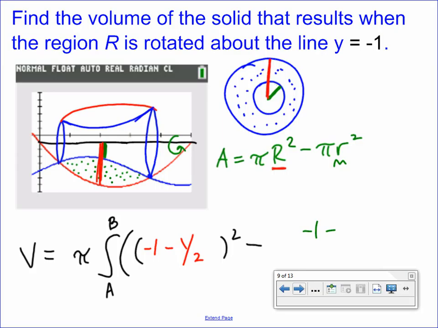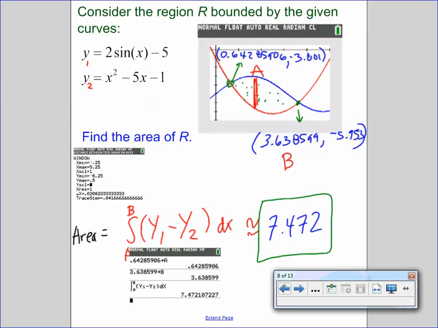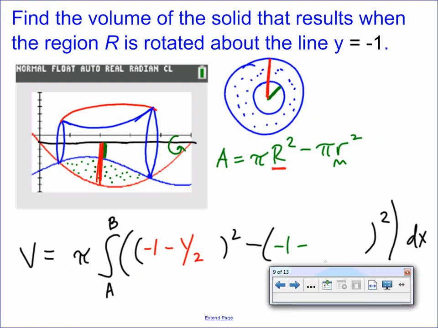Minus inner radius squared. The inner radius is green, kept positive by doing y equals top curve, solve for y equals -1, minus bottom curve, which is my blue sinusoid, that's y1, right? y1.